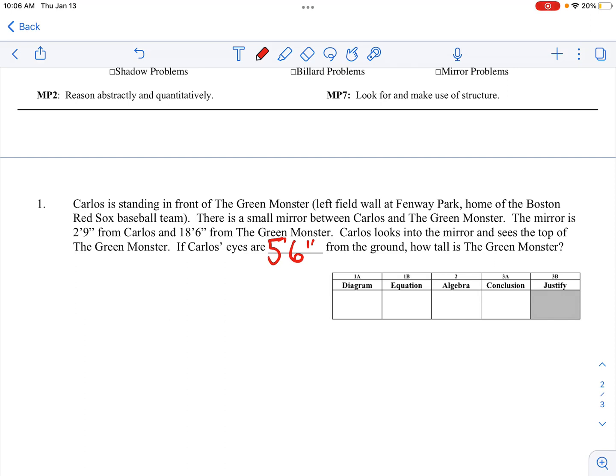All right, so my first read, I just kind of read it. My second read, I'm going to go back and figure out what I have in this problem. I got Carlos. Here's my Carlos. I got this Green Monster, which is this big old wall. And I have this mirror, which is somewhere in between us, not necessarily in the middle.